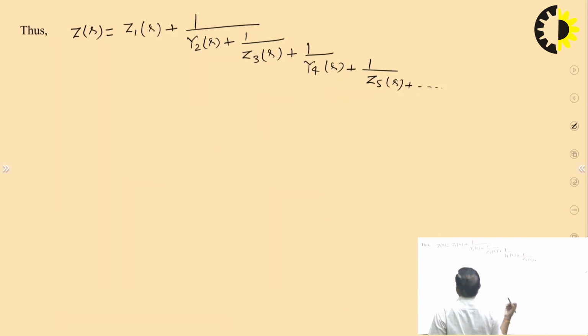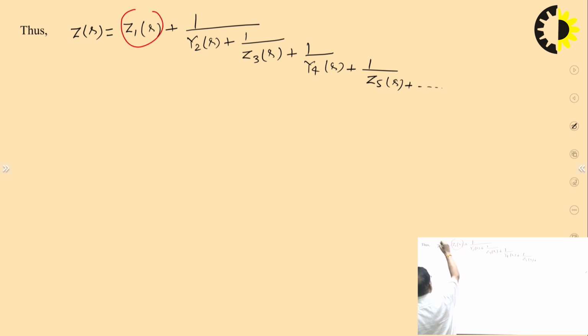So this is the long division of Z(s). This is the first; if this is the impedance, then it will be impedance, admittance, impedance, admittance, impedance, admittance and so on. So first you have to identify whether there is a pole at infinity. You are going for Cauer first, so identify that there must be a pole at infinity.